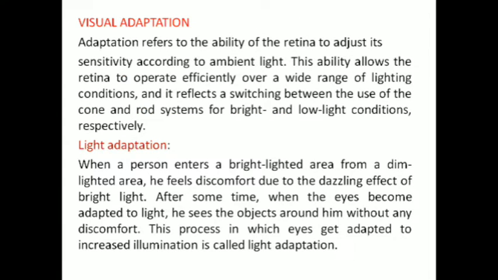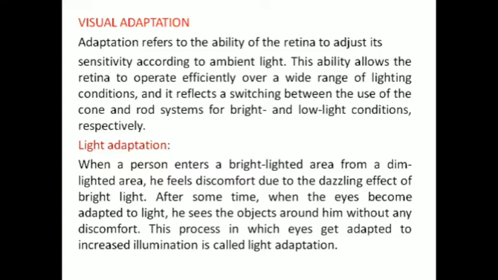Now coming to visual adaptation. So what is visual adaptation? Visual adaptation refers to the ability of the retina to adjust its sensitivity according to ambient light. This ability allows the retina to operate efficiently over a wide range of lighting conditions, and it reflects the switching between the use of the cone and rod systems for bright and low light conditions respectively. So the retina can adapt itself to low light as well as to high light, and this adaptation is known as visual adaptation.